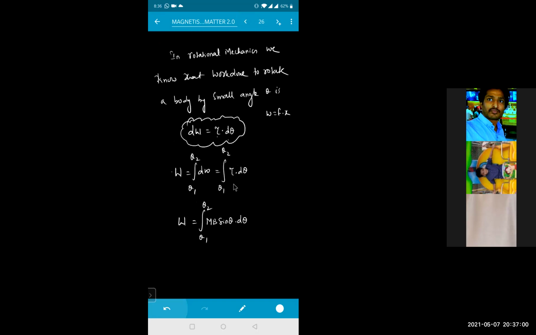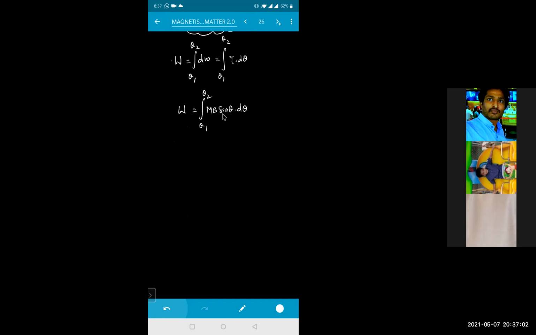We just calculated the value of torque. Torque is equal to MB into sin theta. So W is equal to M into B, which is a constant, times the integral of sin theta into d theta. Limits are from theta 1 to theta 2. Clear? Now, integral of sin theta is how much?